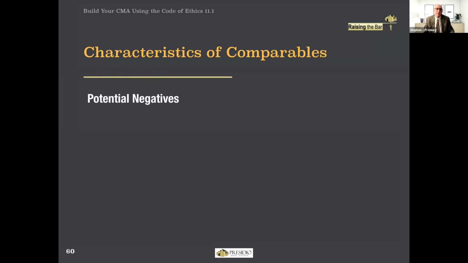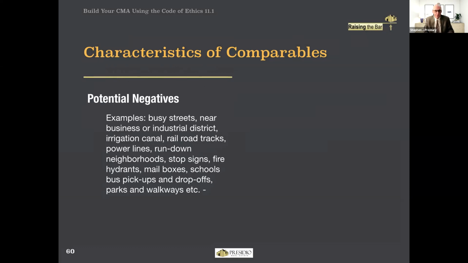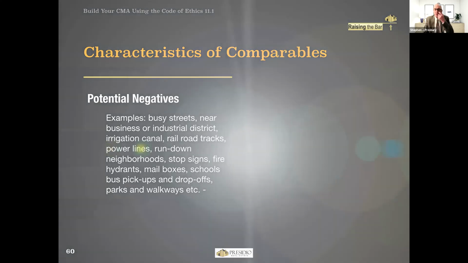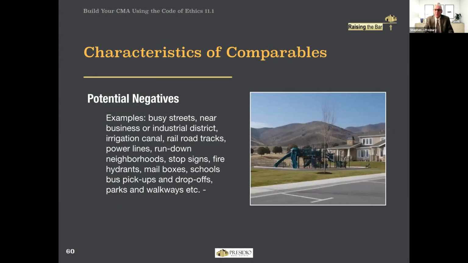So just have a think about this, because this is part of the game too. Busy streets or near business or industrial districts, maybe an irrigation canal or road or rail tracks. Power lines can be another one, could be a disadvantage. Maybe a rundown neighborhood, or a stop sign, or a fire hydrant, or mailboxes, or school bus pickups and drop-offs, parks, walkways. Just think about those, because these can have a bit of a negative platform. It's got a home here, and a little park just outside there, which is for the community.